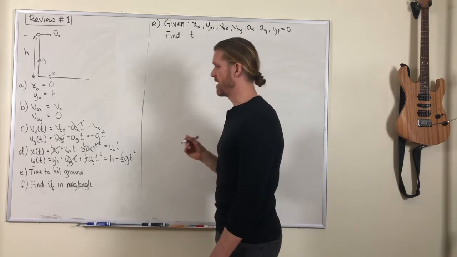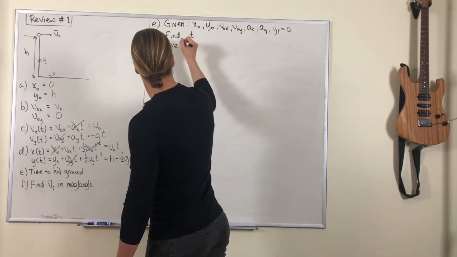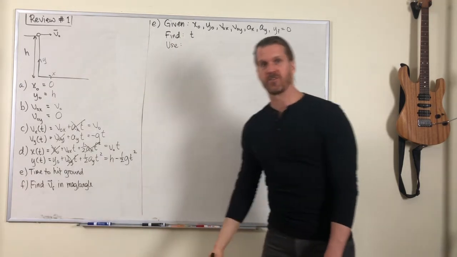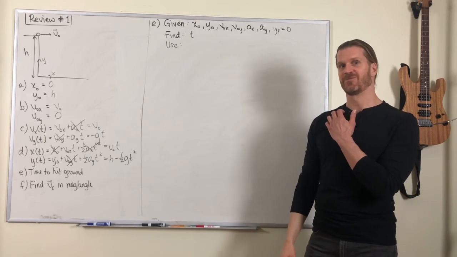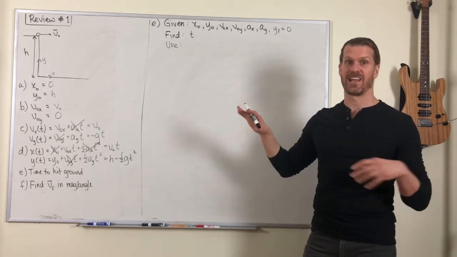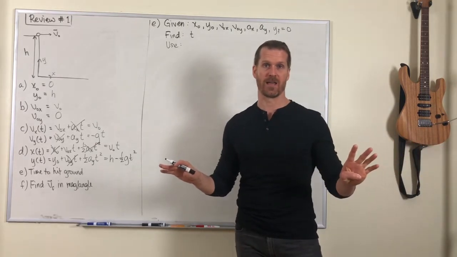Okay, so we want to find the time to hit the ground. And we need to select the appropriate kinematic equation to use. And remember, there's 8 of them, essentially. There's the 4 for x, and there's the 4 for y.